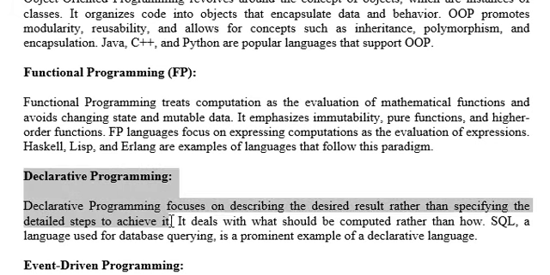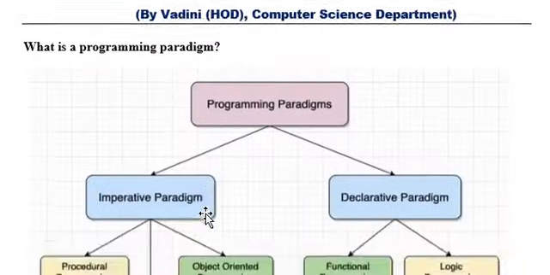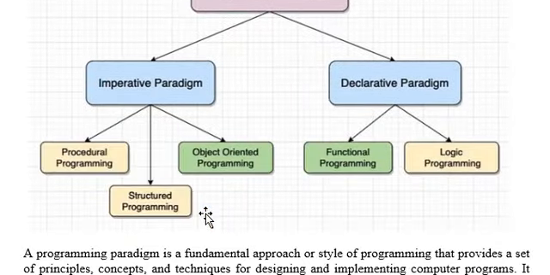Then declarative programming. Declarative programming focuses on describing the desired result rather than specifying the steps to achieve it. Let's see the diagram again. These are the two declarative paradigms, that is functional and logical.